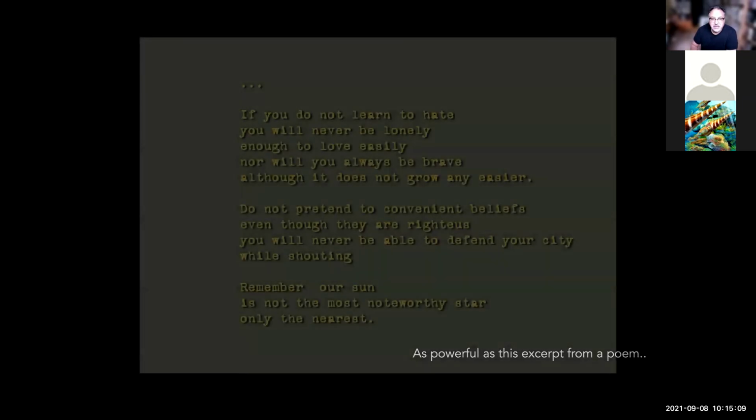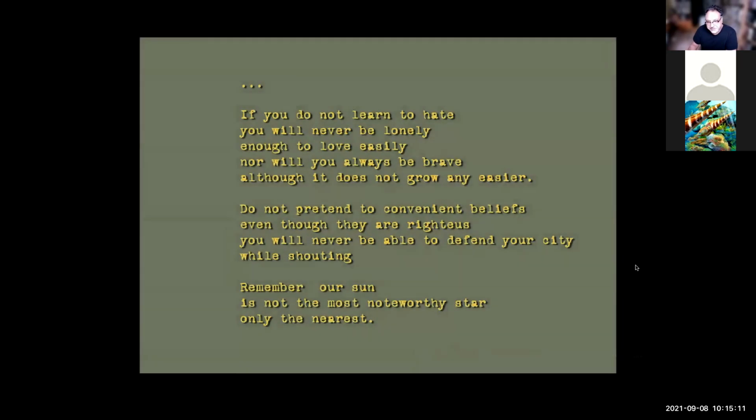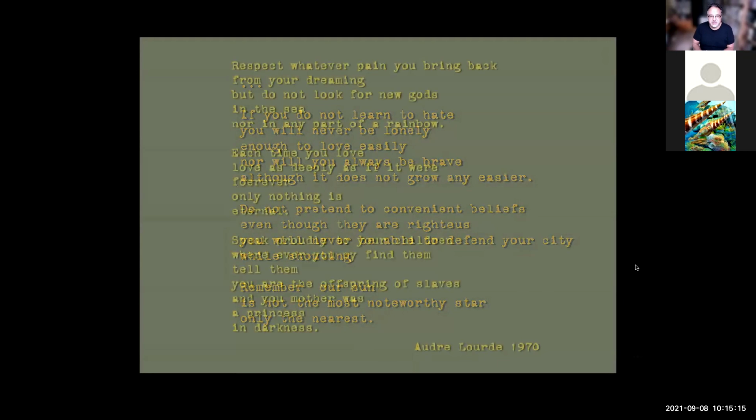Okay, so one of the questions I had was, where does that power come from? And I wanted to ask whether or not a poem could also have that kind of power. I'll just let you read this. This is an excerpt from a poem called For Each of You.